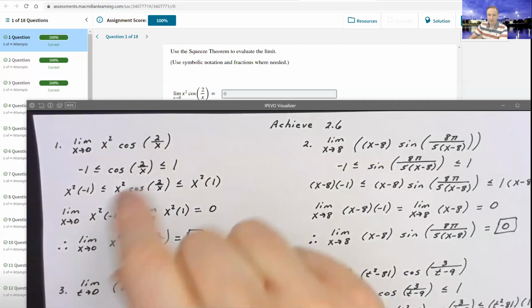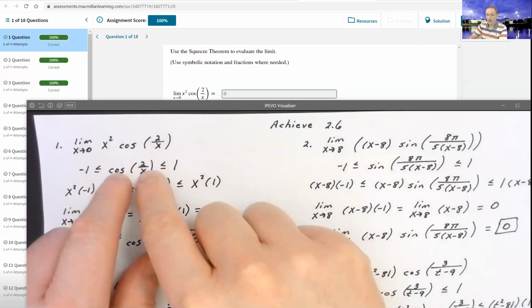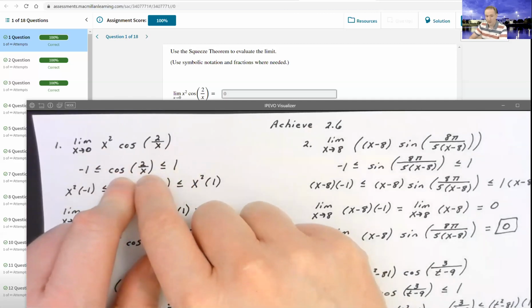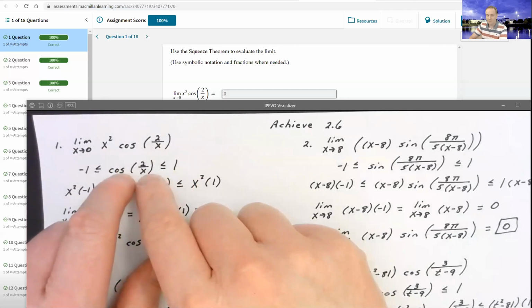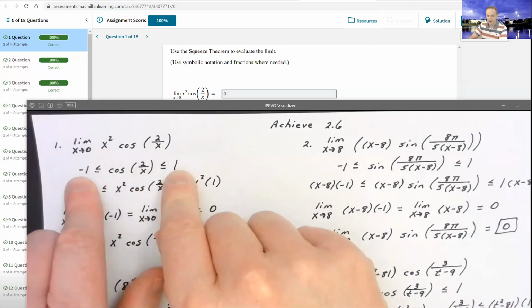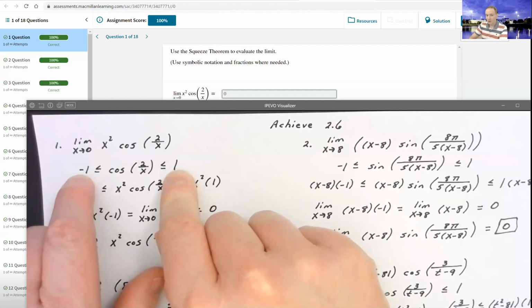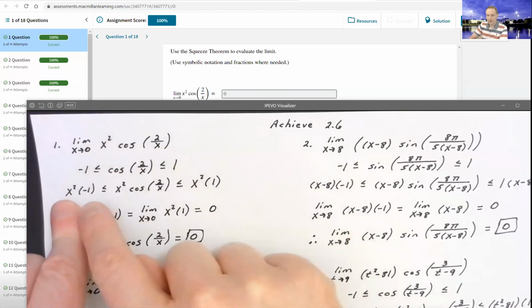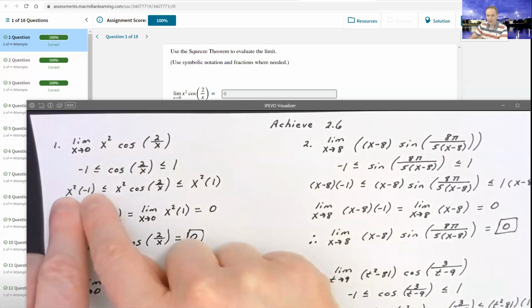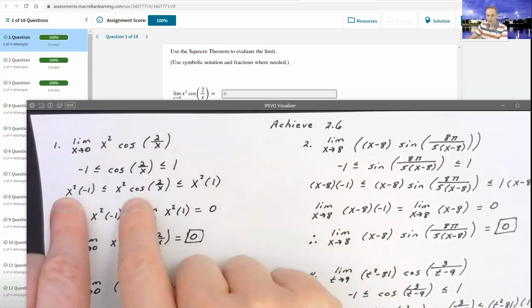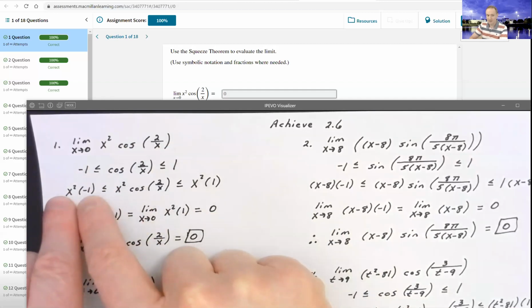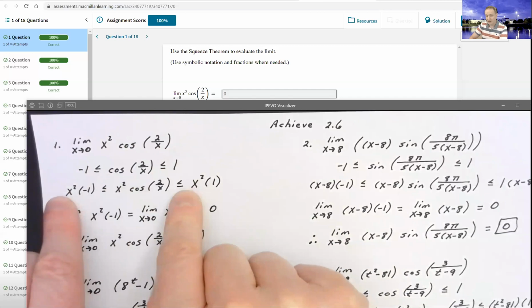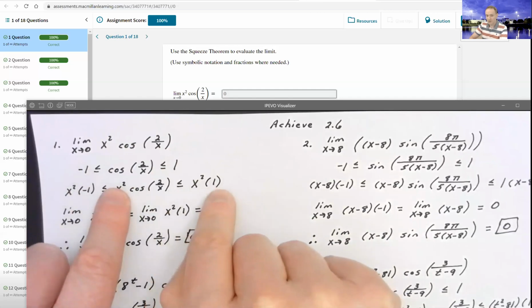So here's what I do: I show that the cosine of 2 over x, whenever it does exist, and it will exist for all x values other than 0, is between -1 and 1. Therefore, the smallest this original function could ever be is when we multiply x squared by -1. So our original function is greater than or equal to x squared times -1, but less than or equal to x squared times +1.